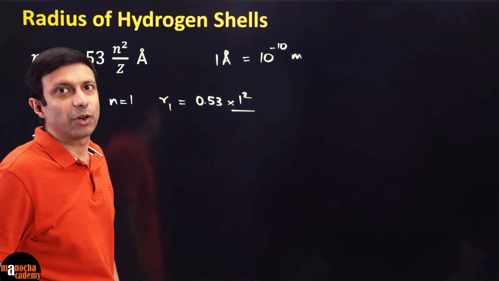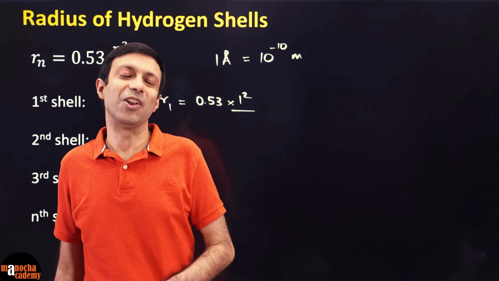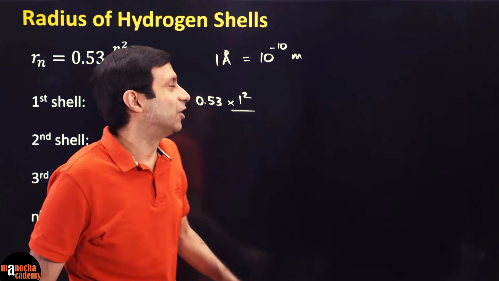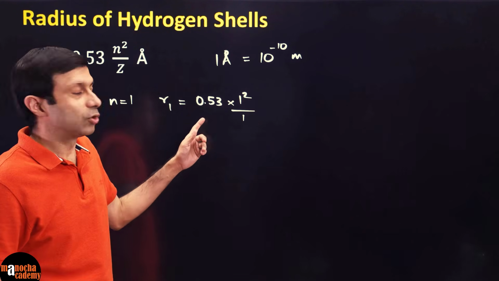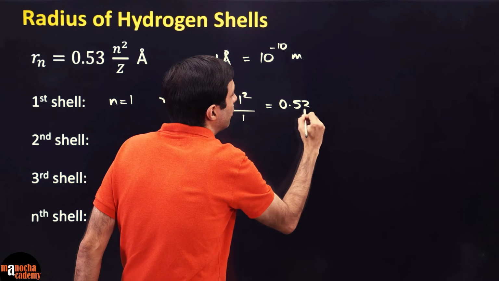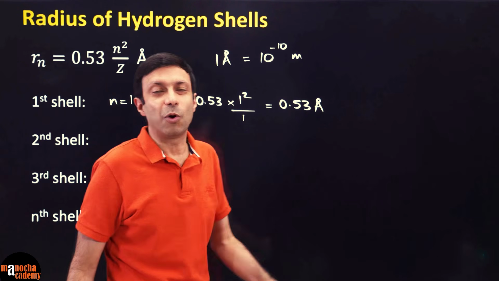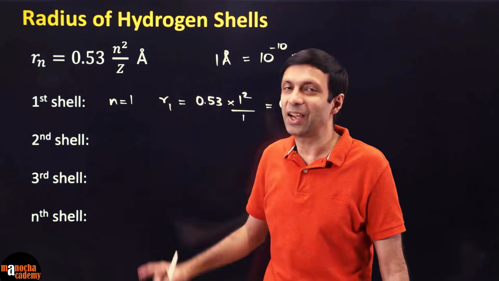And what is the atomic number of hydrogen? Atomic number means the number of protons present in the nucleus. And we know hydrogen has the atomic number of 1. So let's put Z equal to 1 here. Once we substitute these values, we'll get R1 equal to 0.53 angstrom, the radius of the first shell. Now why don't you work out the radius of the second shell of the hydrogen atom?